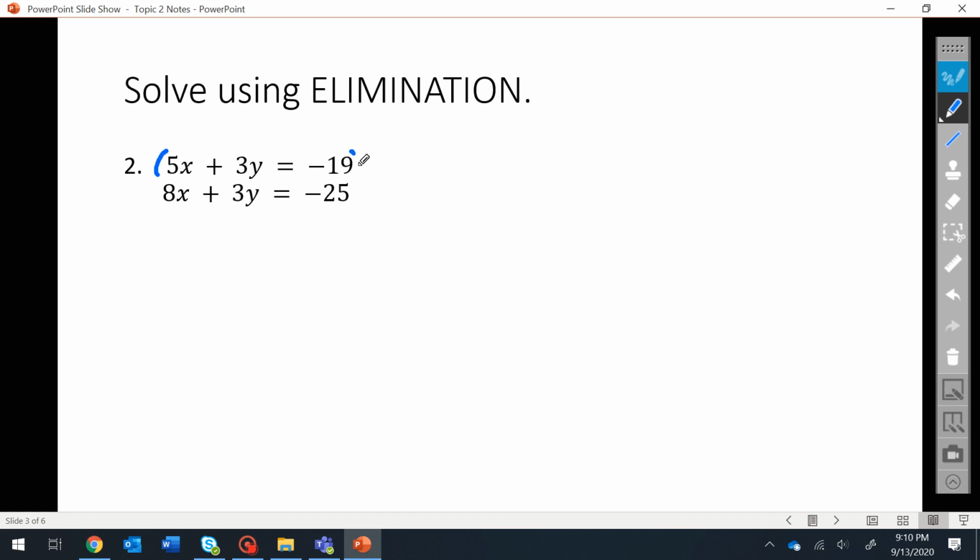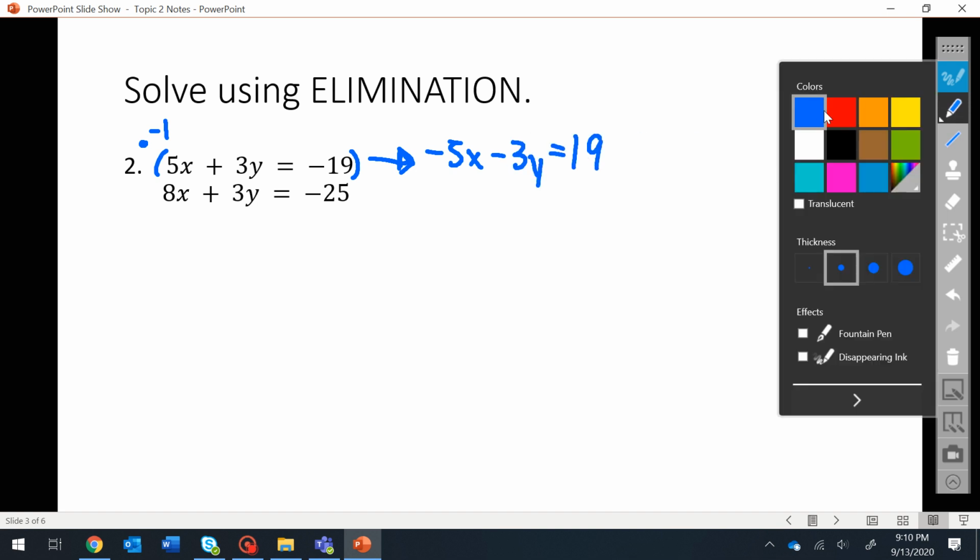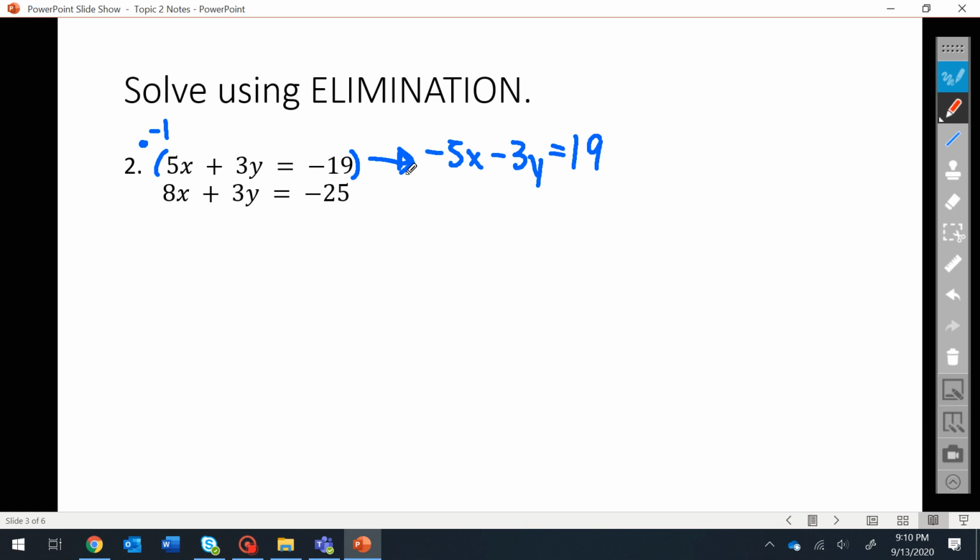So what I'm going to do is multiply the first equation by negative 1. And that's going to give me a new equation: negative 5x minus 3y equals 19. And I'm not going to do anything to the second equation. That's going to stay: 8x plus 3y equals negative 25.